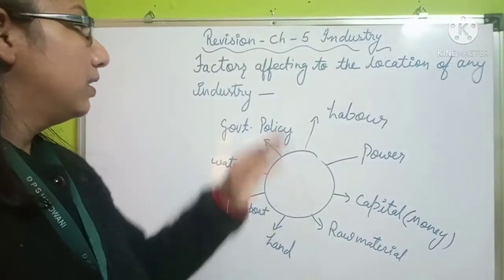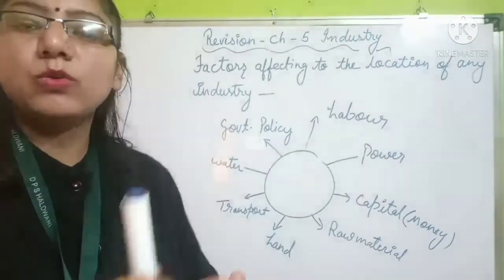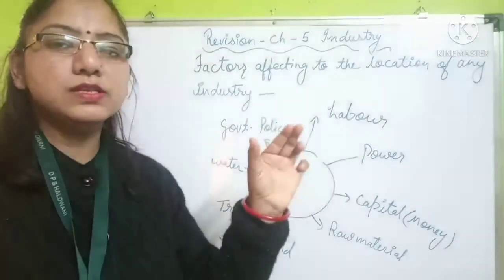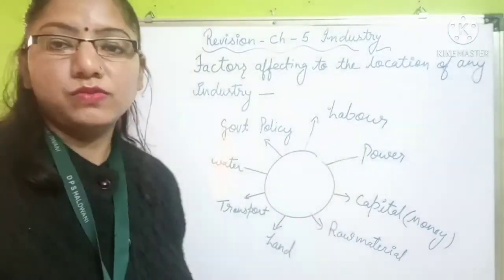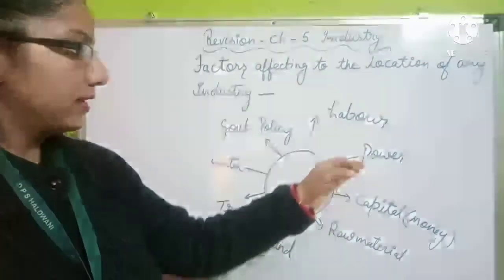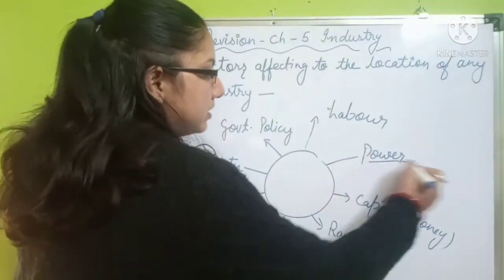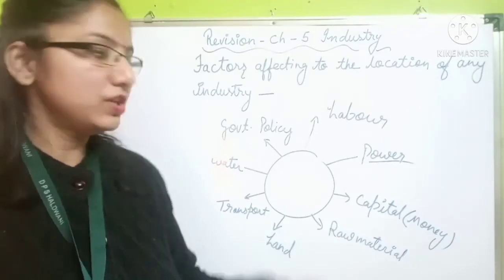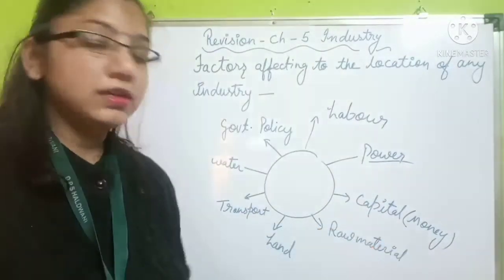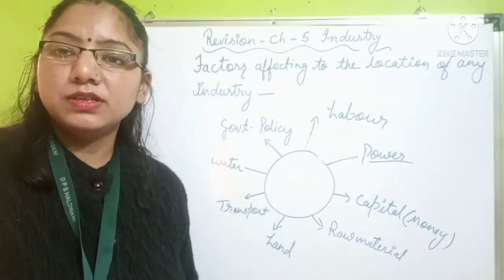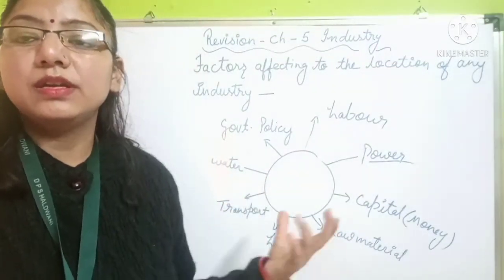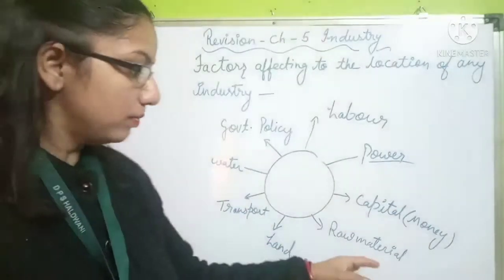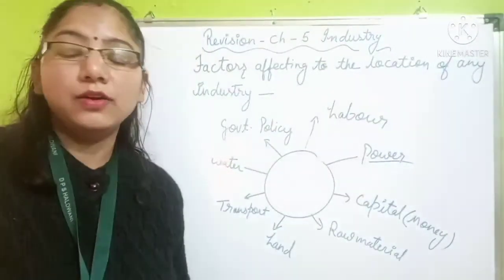So let's discuss. No industry can be opened without laborers, because laborers are the main foundation of any industry. So without labor, the industry can't be run. The power, in which we can include electricity and other things, because to run any industry, power is also an essential need. Then capital, money. Yes, the money or capital for investing in any industry is a very important factor. And raw material availability, yes, without raw material we can't open an industry.